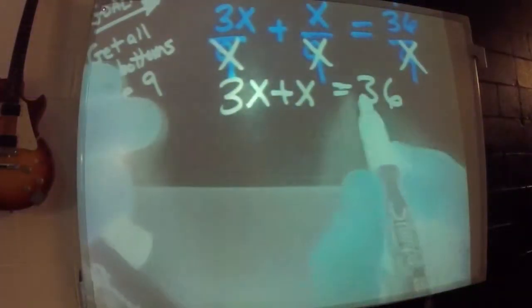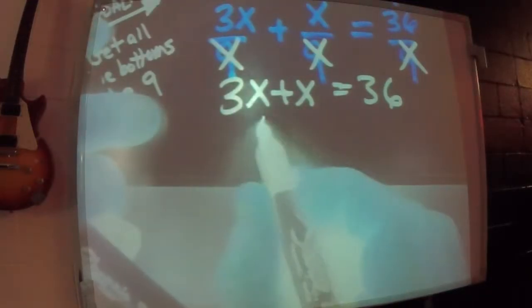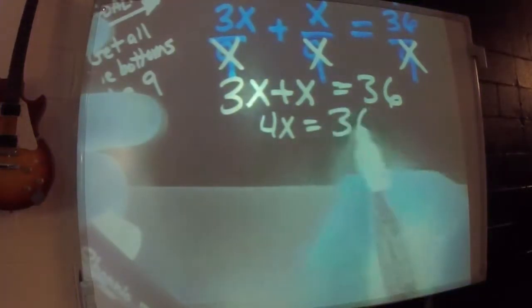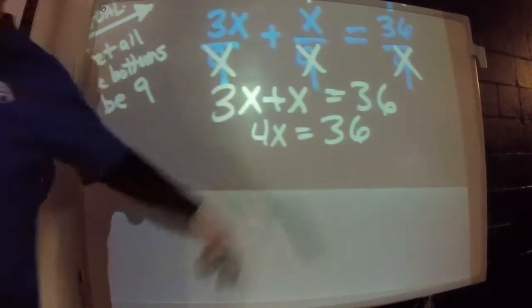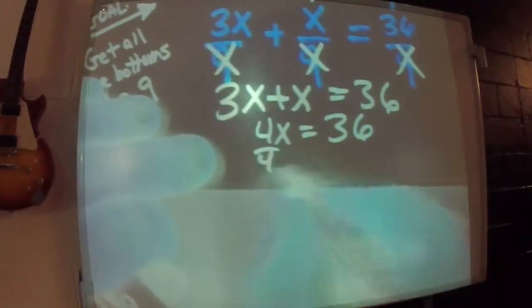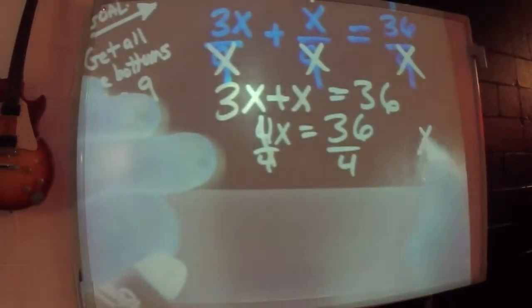So 3x plus x makes how many x's? 4x. You got 4x equals 36. And then that 4 is a coefficient. And how do you get your coefficient off of your letter? Divide. Divide both sides by 4. And x equals what? 9.